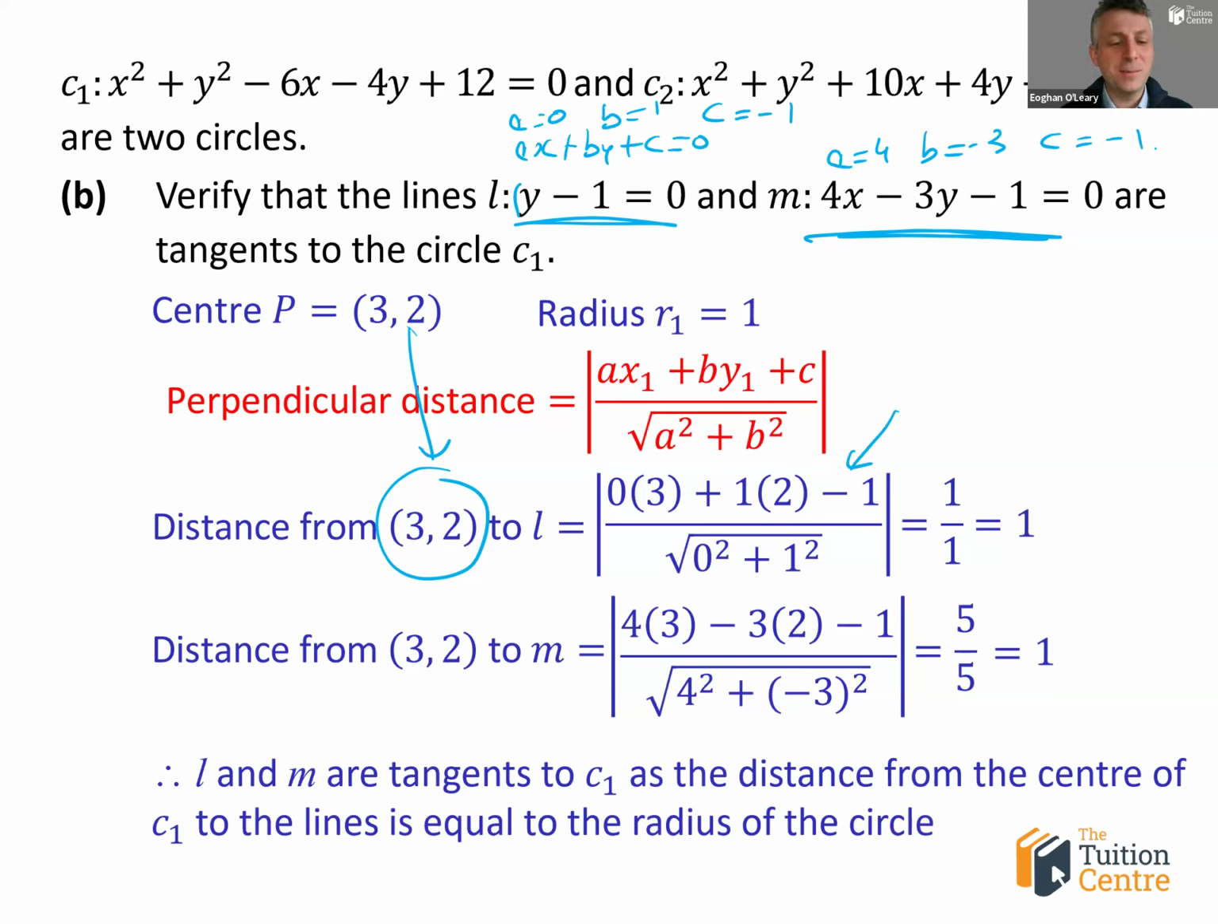You can, of course, do a simultaneous equation method as well, and you will find just one point of contact doing that. But as we say here, L and M are tangents to C1 as the distance from the center of C1 to the line is equal to the radius of the circle. Okay, so 10 marks for that.